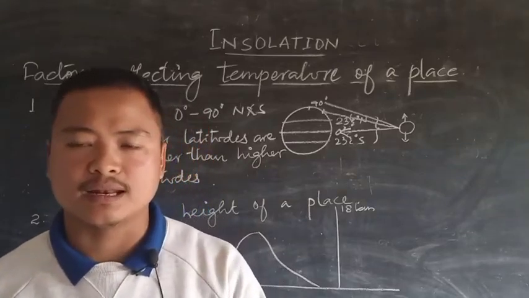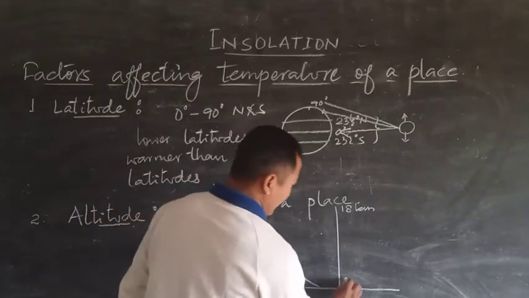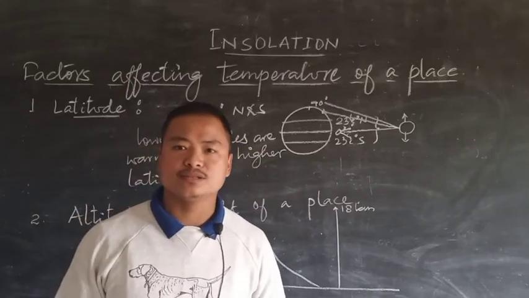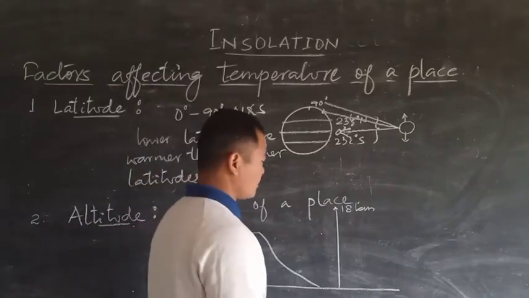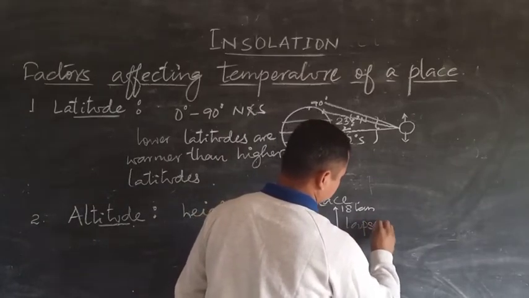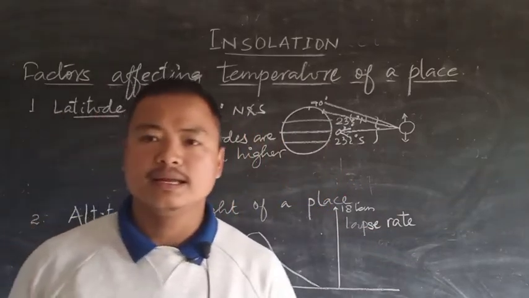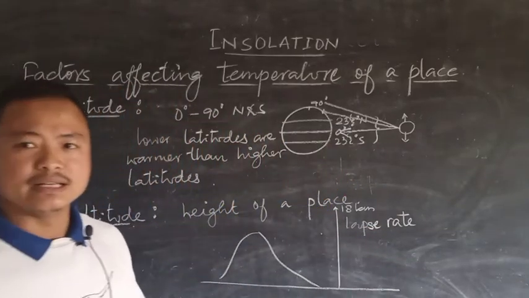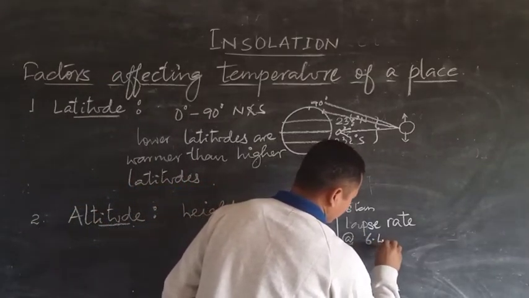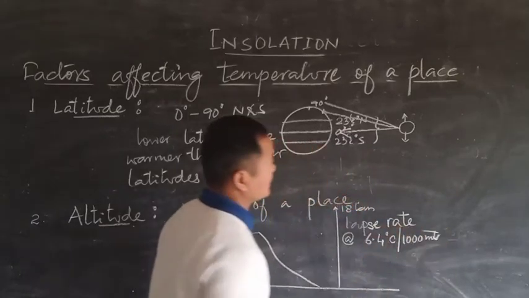Now, the unique character of the tropospheric layer is that as we go higher in the troposphere, the temperature tends to decrease, and that is what we call lapse rate. Lapse rate is the decrease in temperature with increasing height at 6.4 degrees centigrade for every 1000 meters that we climb.